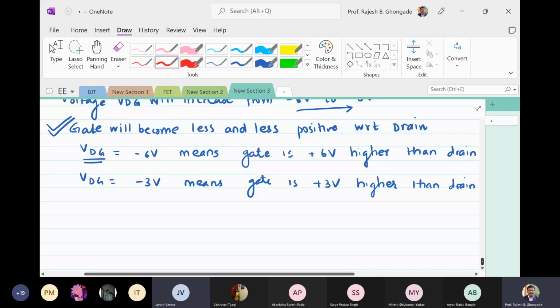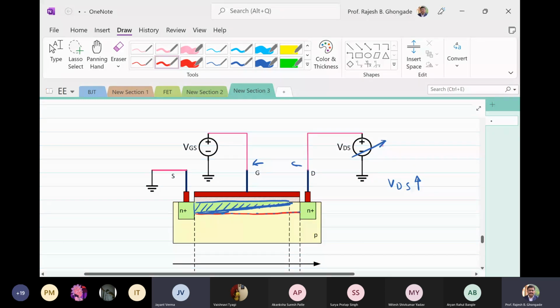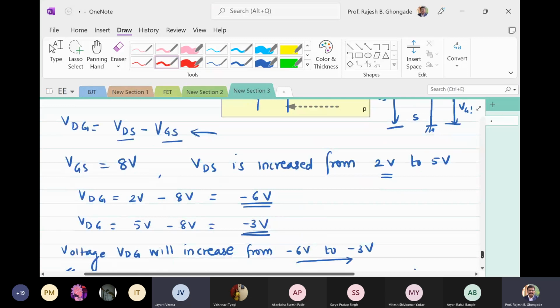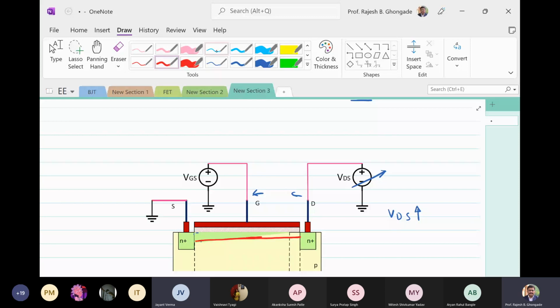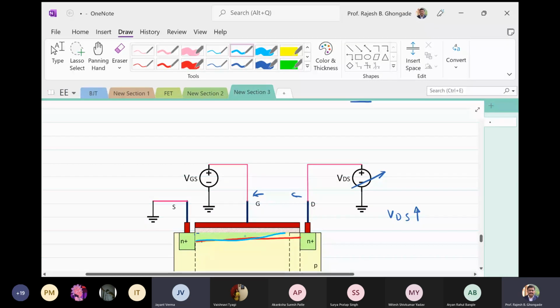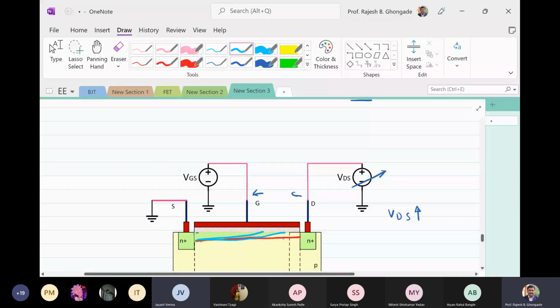So, putting it like this, as I go on increasing VDS, the VDG value keeps decreasing. So this channel will start becoming more and more narrower. As I go on increasing the drain source voltage, this channel earlier, let us say it was like this, then it started narrowing down like this and like this. So the channel is becoming narrower, and the channel width is reducing. That is because we have already seen the phenomenon why it happens.